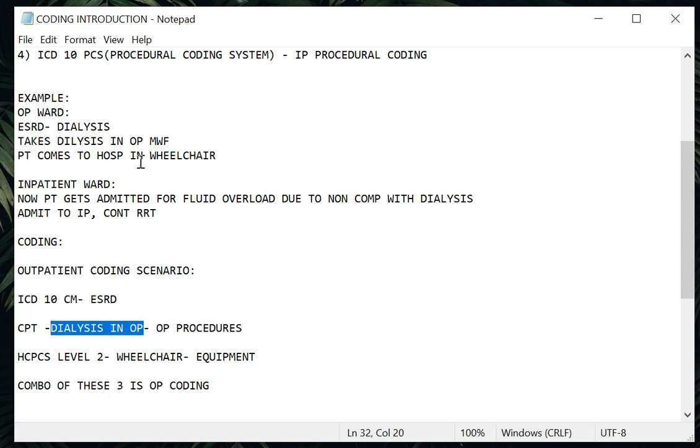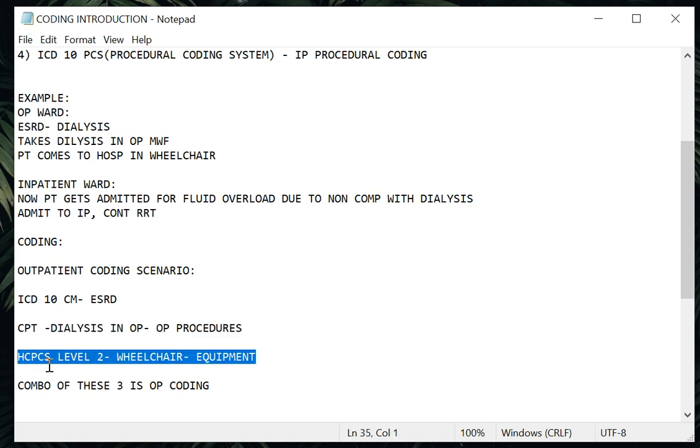The remaining is that the patient is coming in a wheelchair, so for that wheelchair I'll take HCPCS level 2 coding, which goes for equipment billing. This is how we take the codes in CPT. If you are going to work in CPT, you will deal with diagnosis coding, CPT coding, which is outpatient procedure coding, and also HCPCS. HCPCS level 2 deals with the equipment used. In short, the combo of these three is OP coding.